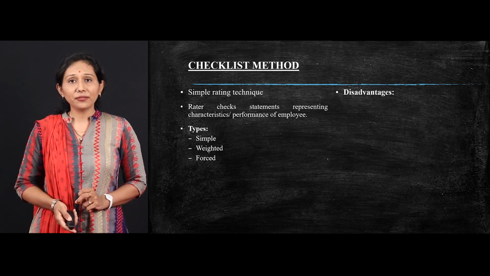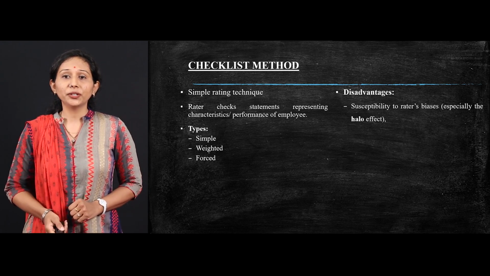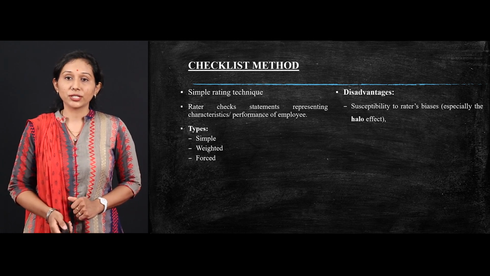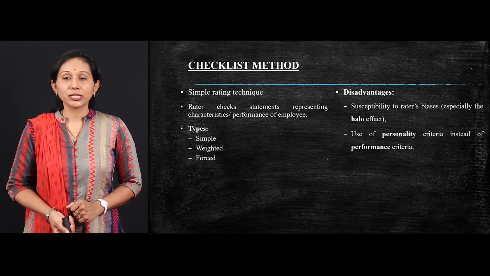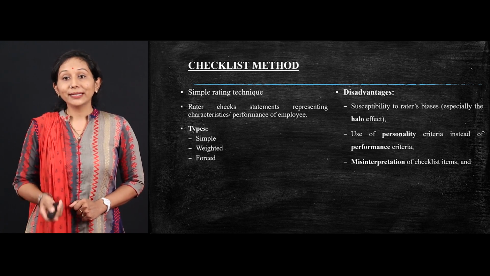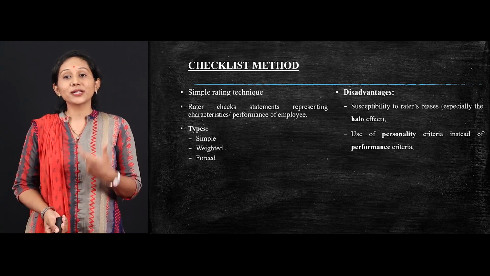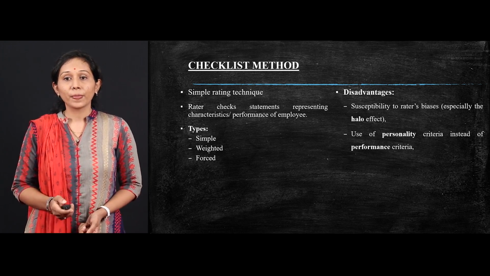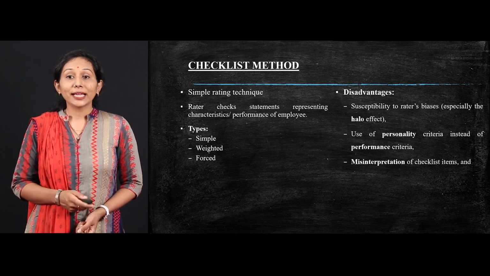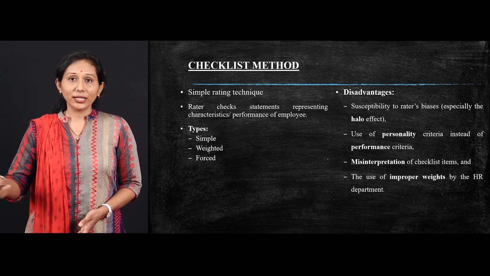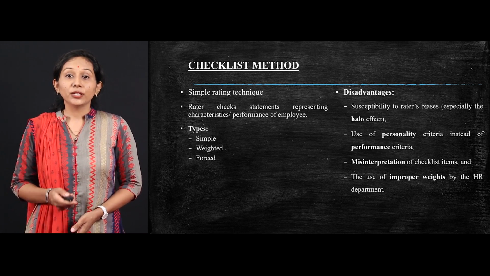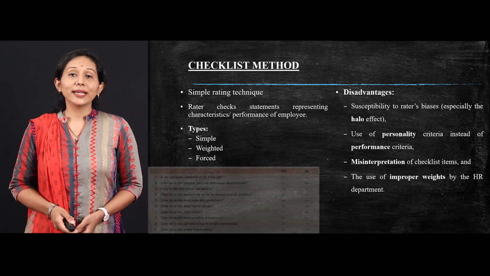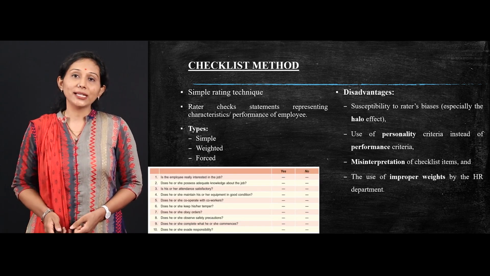The biggest disadvantage of this checklist method is the susceptibility to raters' biases, especially the halo effect. We've already learned what the halo effect is. The other problem is that personality or personal characteristics may be used instead of performance criteria. Another problem is that the checklist statements can be misinterpreted. Improper weights can also be used by HR. Here, the example that is given is of a simple checklist method.